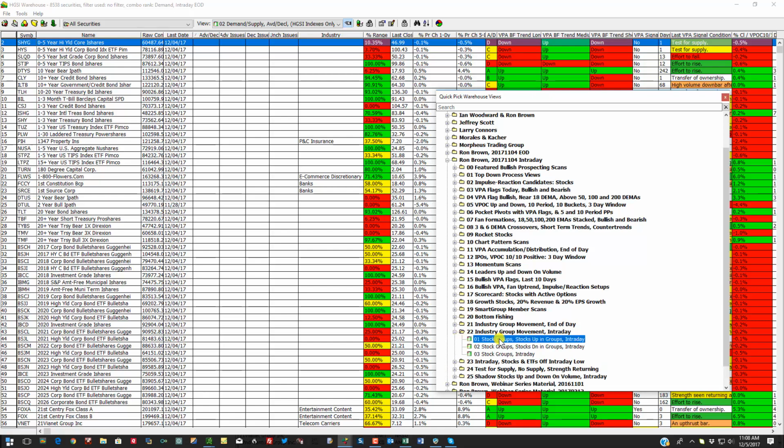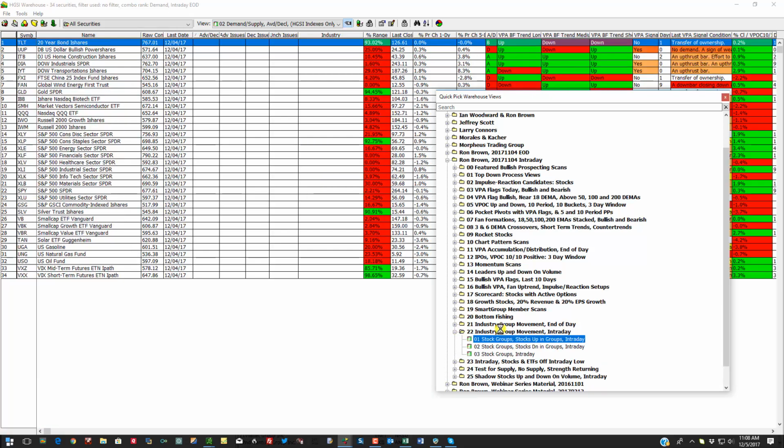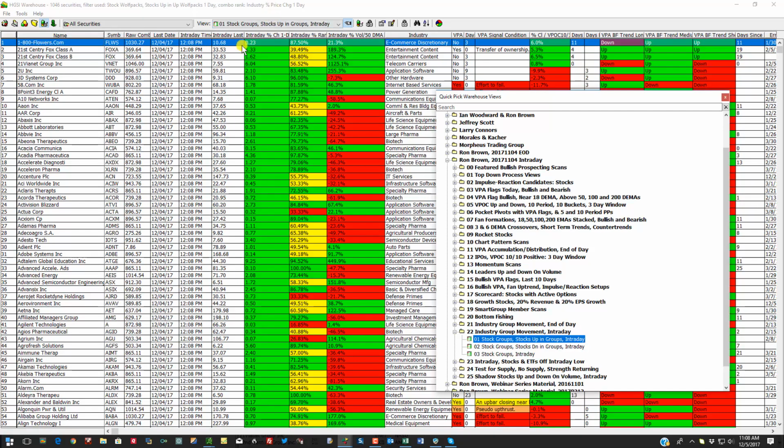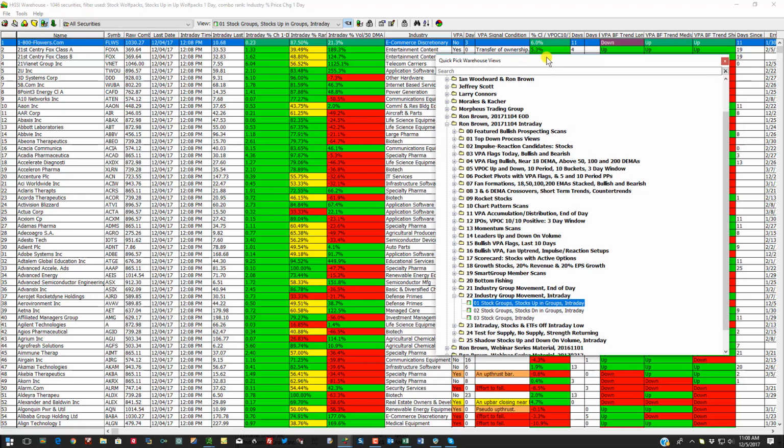And the first one is stocks and groups intraday. And you can see that this filled in with the latest information. And this serves a couple of purposes. Not only can I see which groups are moving up, I can also see the stocks that are assigned to groups and the number of stocks that are appearing in each of these views. So this is stocks and groups.